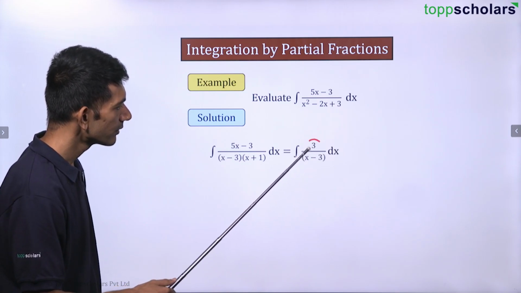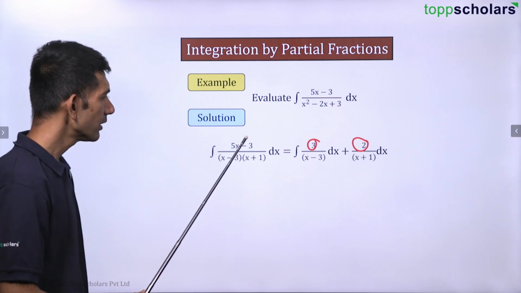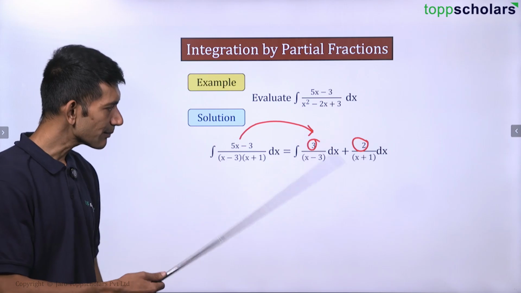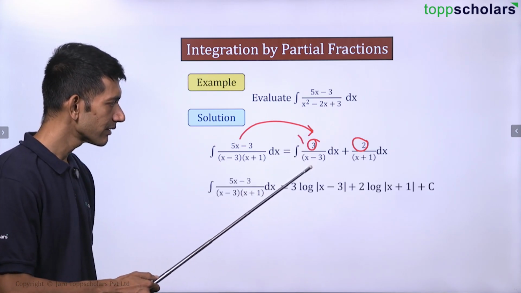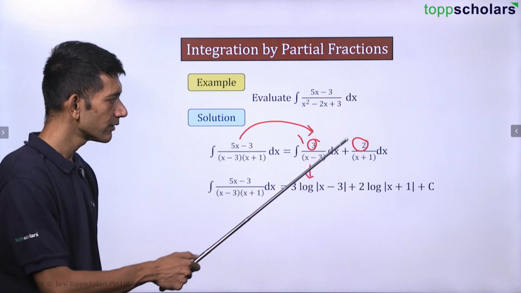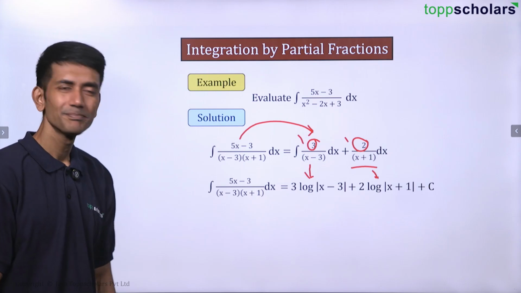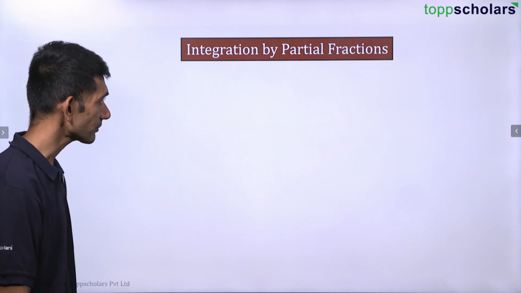Here, this is the value of a, this is the value of b. Now this is equal to this. Take the separate integrals and solve it now. This is very simple. This is 1 by x, which is nothing but log x. That's it. That is how you solve in partial fractions, right?